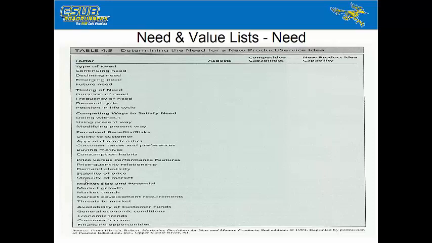Competing ways to satisfy need. So are there ways that customers could do without the product or service?